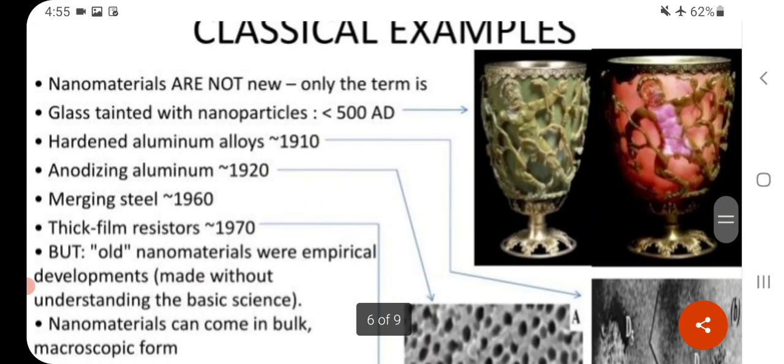Classical examples. Nanomaterials are not new, only the term is. Glass stained with nanoparticles, hardened aluminum alloys, anodizing aluminum, maraging steel, thick film resistors. Nanomaterials can come in bulk or microscopic form.